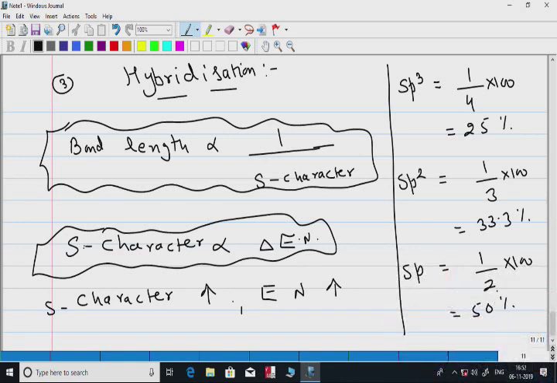It means that sp3 has got the least S character. It means this one will have the least electronegativity, whereas sp has got the highest S character. That's why this one will have the highest electronegativity. Confirm me, guys. Is it clear to you? Everything which is written on the screen? Confirm once.